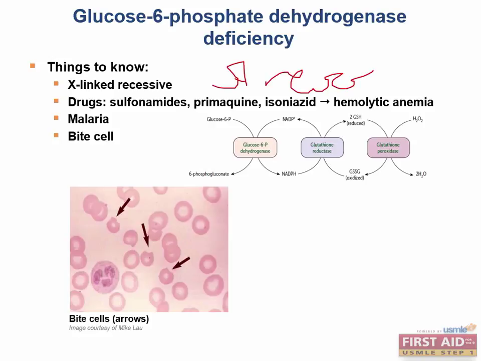One way that the boards like to present this is by showing you a slide depicting bite cells. Bite cells, which are indicative of G6PD deficiency, are RBCs that have bites taken out. Why the heck would phagocytes bite off parts of RBCs? Well, in normal individuals, the NADPH serves a protective antioxidant role to the RBCs. If you're not able to reduce NADPH because of a G6PD deficiency, you aren't able to regenerate the reduced form of glutathione, which protects the cell from hydrogen peroxide damage.